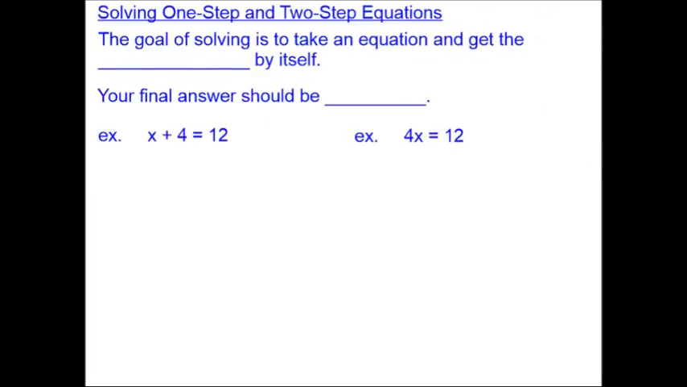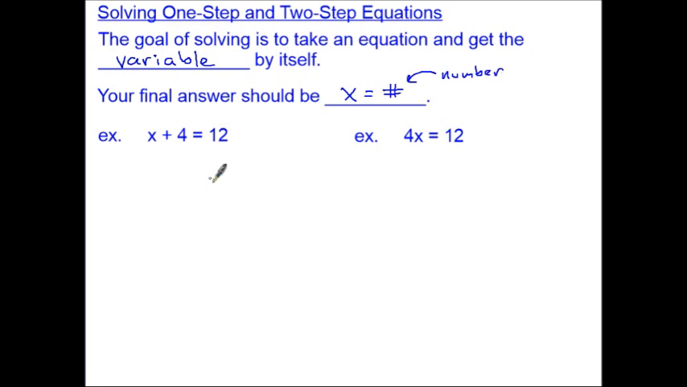Alright, now let's shift gears into equations. For 1- and 2-step equations, the goal of solving any equation is to take an equation and get the variable by itself. And of course the variable is just the letter. Your final answer should always be, I'm just going to use the letter x here, whatever variable you have equals some kind of number. Hopefully you're okay with that being a number, but if not, there you go.